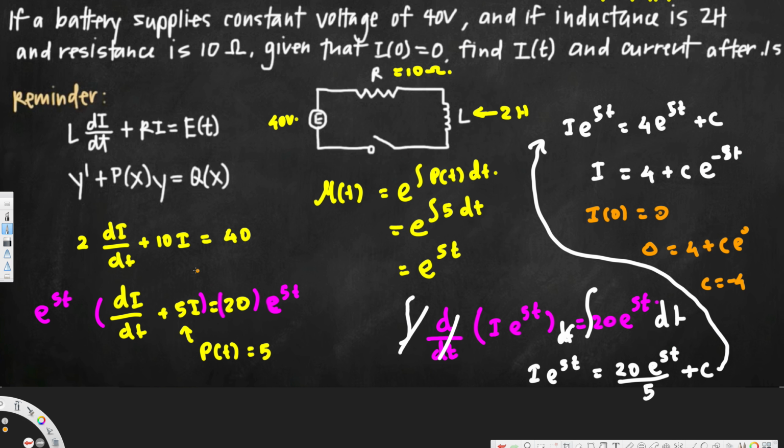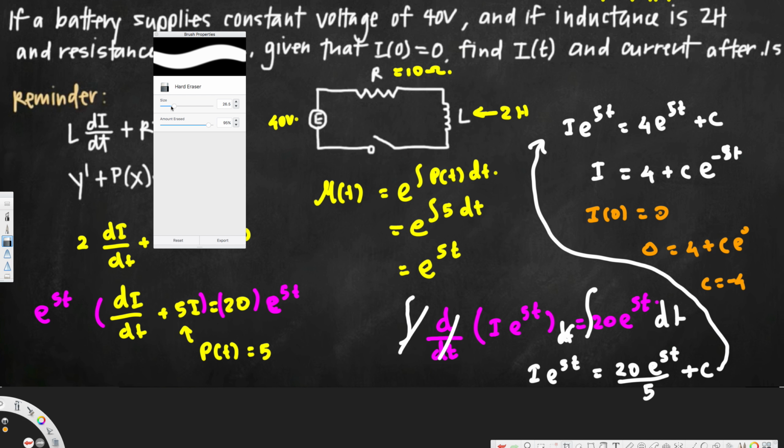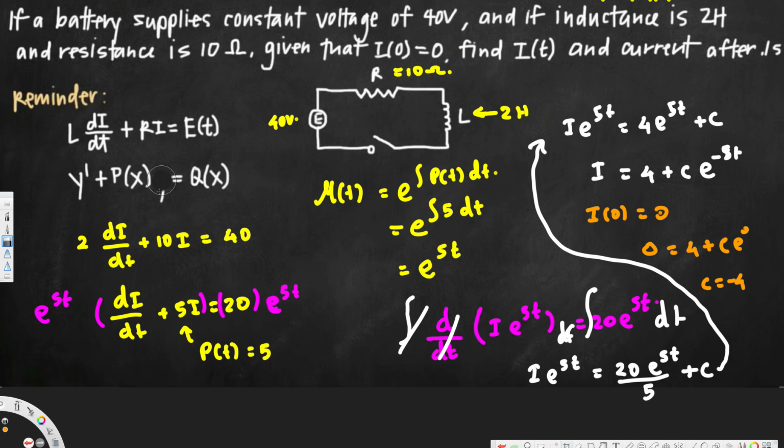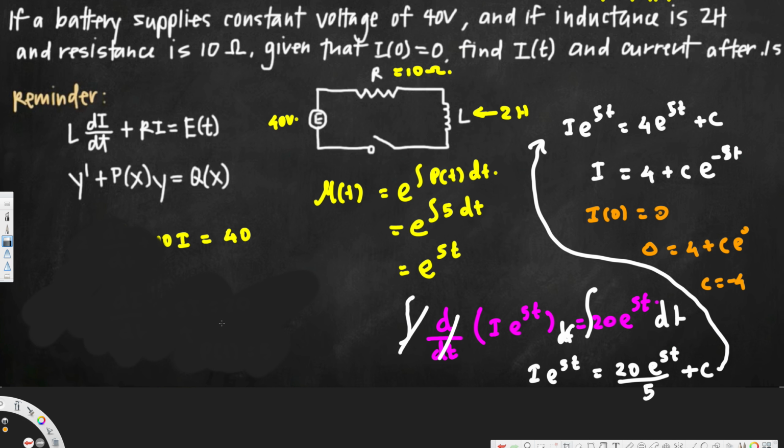Now let's go ahead and write this one right here. I should get rid of this part right here because I need some space. Okay, let's get rid of this one and continue right here. So I'm going to copy this. I is equal to 4, and we found the c value, that is negative 4. So we are going to plug that in right here: 4 minus 4 e power minus 5t, and this is the particular solution for this differential equation.